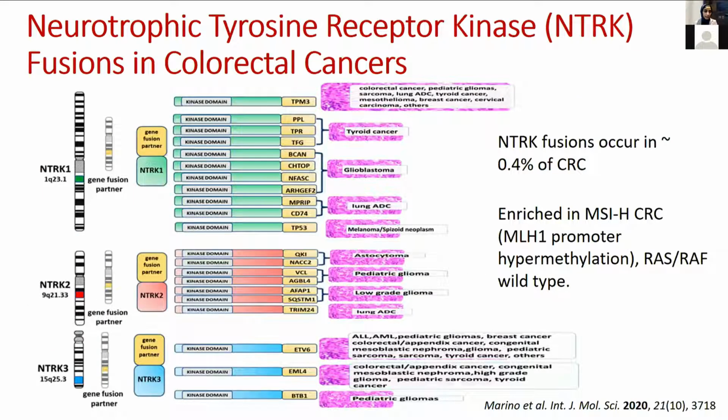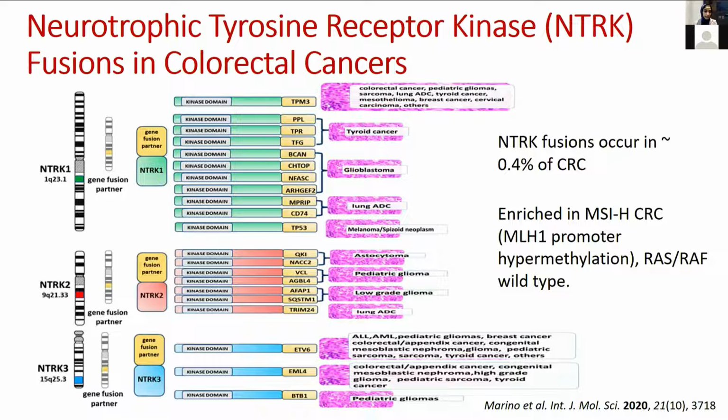The other biomarker that we're going to talk about is NTRK, which stands for neurotrophic tyrosine kinase fusion receptors. Though this is rare, why are we talking about this? Because we have FDA-approved targeted therapy that can target this fusion in colorectal cancer and also other tumor types. This happens at a rate of 0.4% in colorectal cancer and mostly involves fusions of NTRK1 and 3 proteins with other proteins.